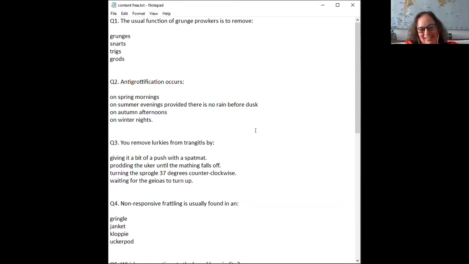Okay, so the clue is in the question. Sometimes when people are writing these questions, they give away a bit of information in the question itself that leads you towards the right answer. So in this case, the usual function of grunge pokers, because the word grunge appears again in the question set, if you were forced to choose, grunges is the most likely answer that you would pick. And this is just an example that when you're writing a multiple choice question or any other kind of assessment question, you shouldn't give too much information away in the question itself.